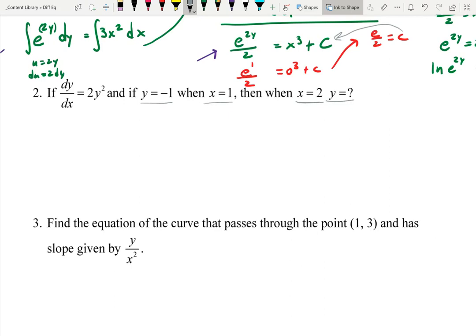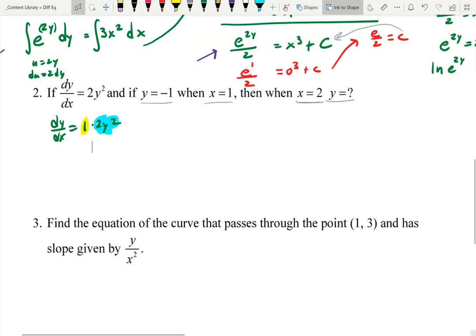Now, first question, is this a separable differential equation? And it is, because we can express it as 1 times 2y squared. And we can consider 1 to be the function of x and 2y squared to be the function of y. So this is separable.